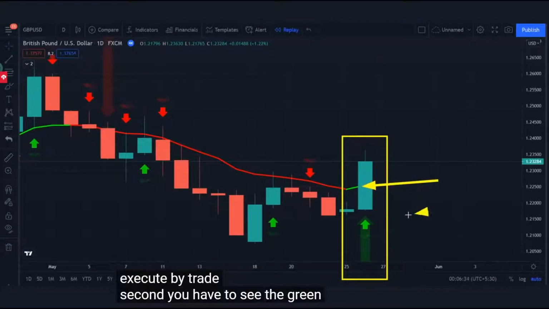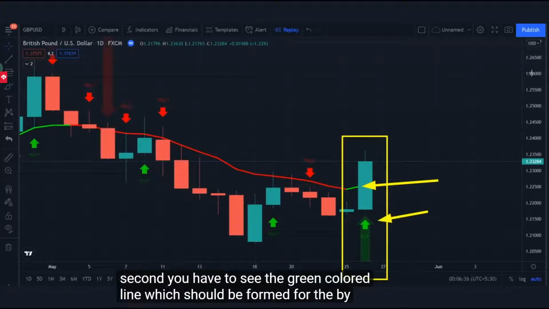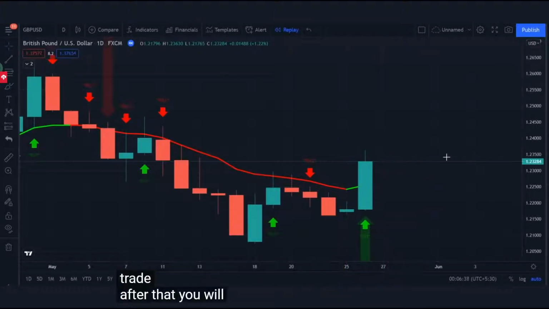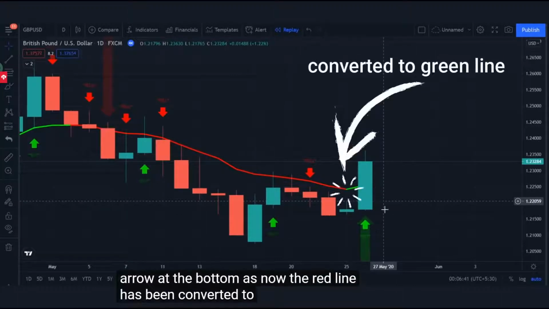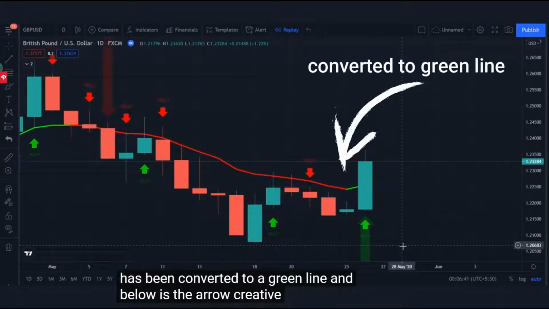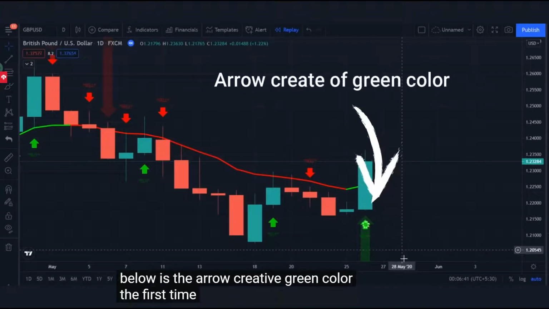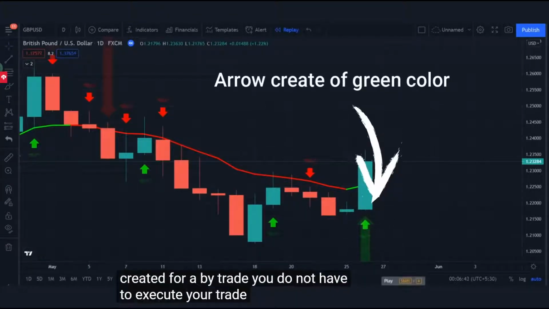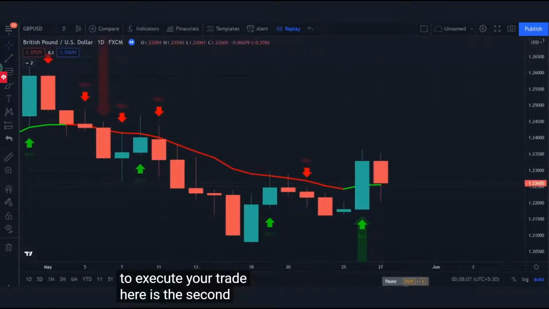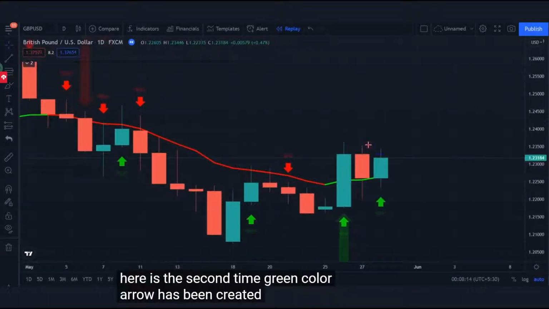Second, you have to see the green colored line, which should be formed for the buy trade. After that, you will get a green colored arrow at the bottom. As now the red line has been converted to a green line, and below is the green colored arrow. The first time such a situation is created for a buy trade, you do not have to execute your trade. Here the green arrow has been created a second time.